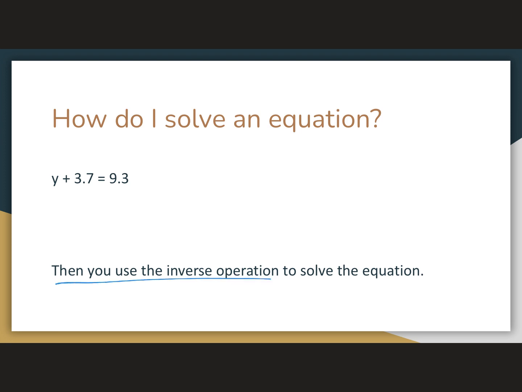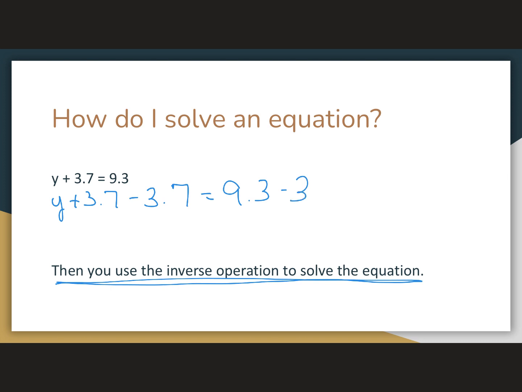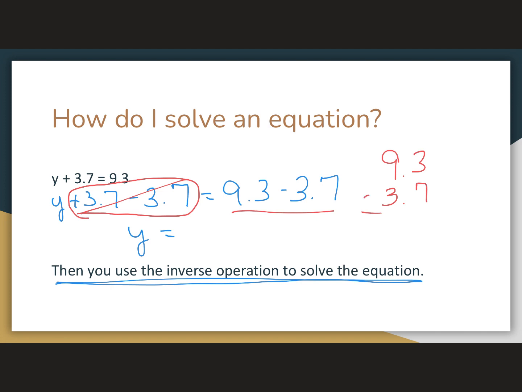So we use the inverse operation to solve the equation. We simply, like I said, we use the opposite. We subtract our 3.7 from both sides. So we get y, because remember, this is a zero pair. Positive 3.7 minus 3.7, it just goes away. Over here, we add these. We can do our little scratch work on the side. We get 6, 5. So I get 5.6. Nice and easy.